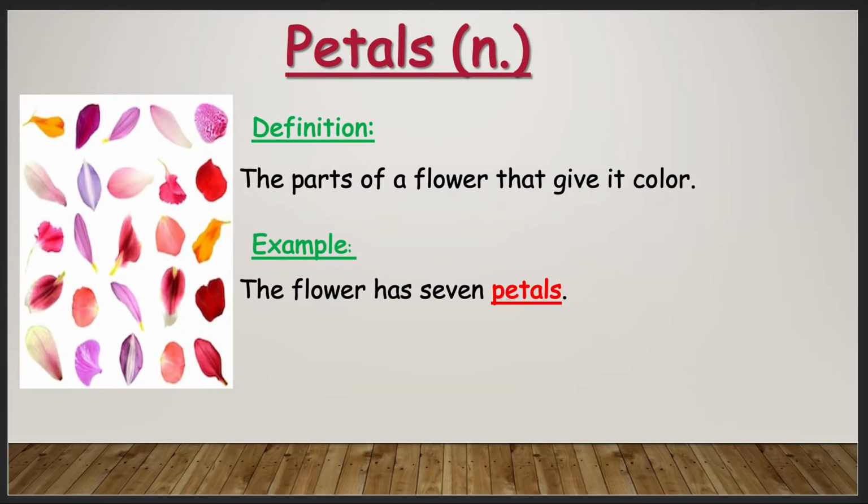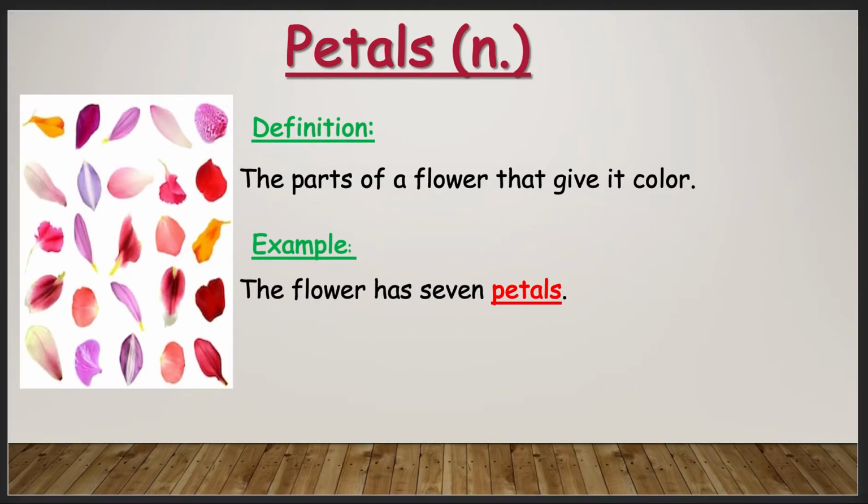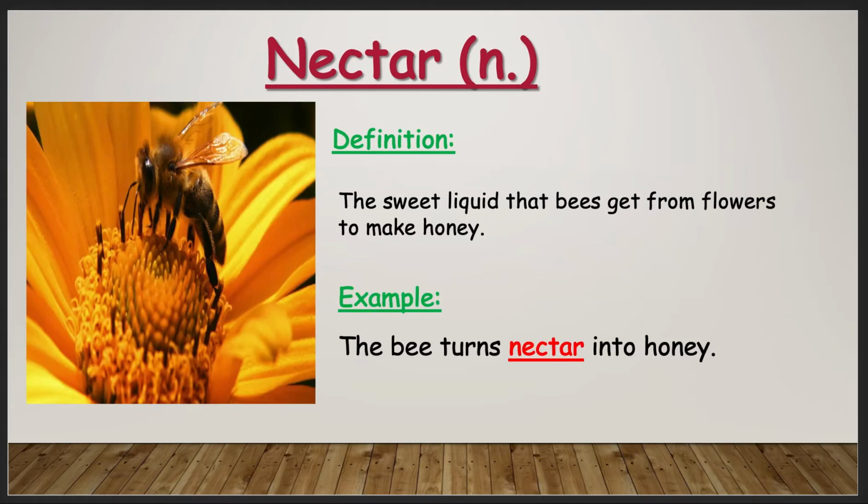We have also petals, and petals means the parts of a flower that give it color. So without petals, the flower will have no color. Our example says the flower has 7 petals. We have nectar, and nectar means the sweet liquid that bees get from flowers to make honey. So we cannot get honey without nectar, and the bees get nectar from flowers. Our example says the bee turns nectar into honey.